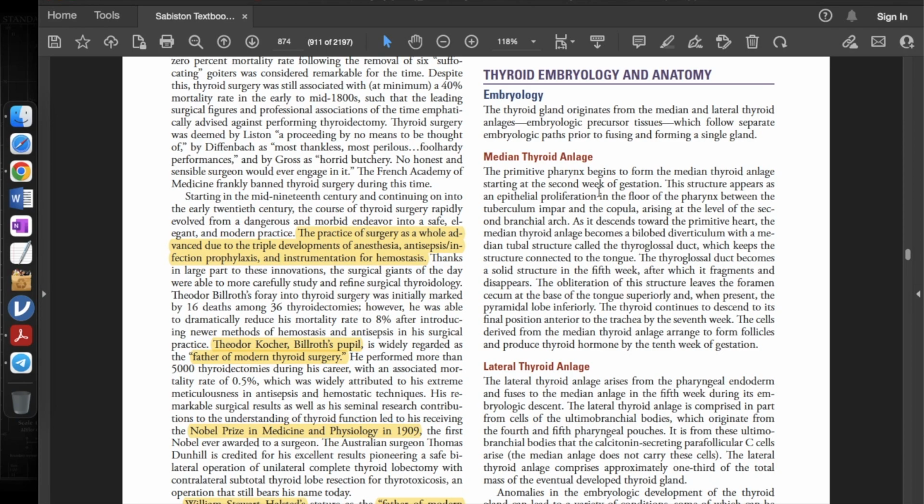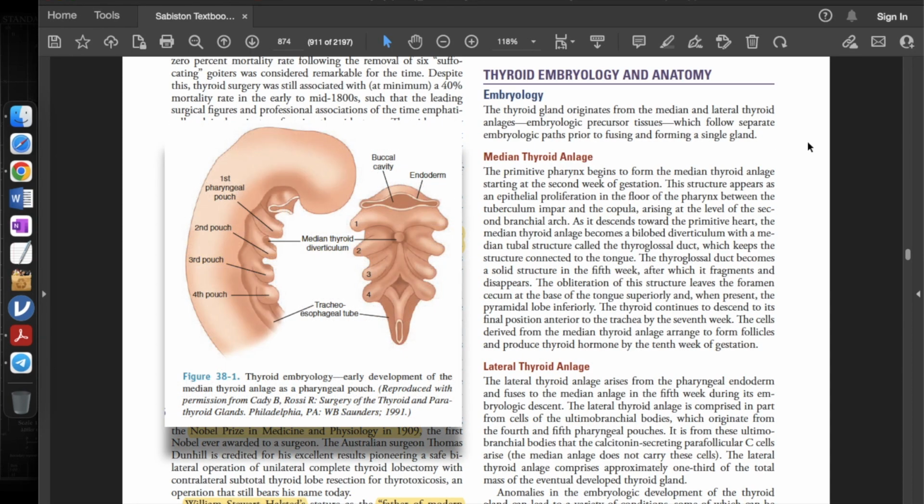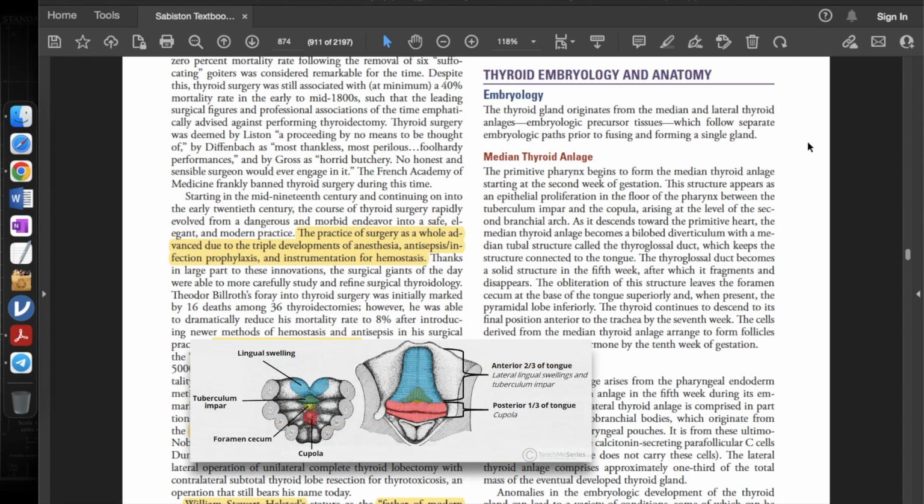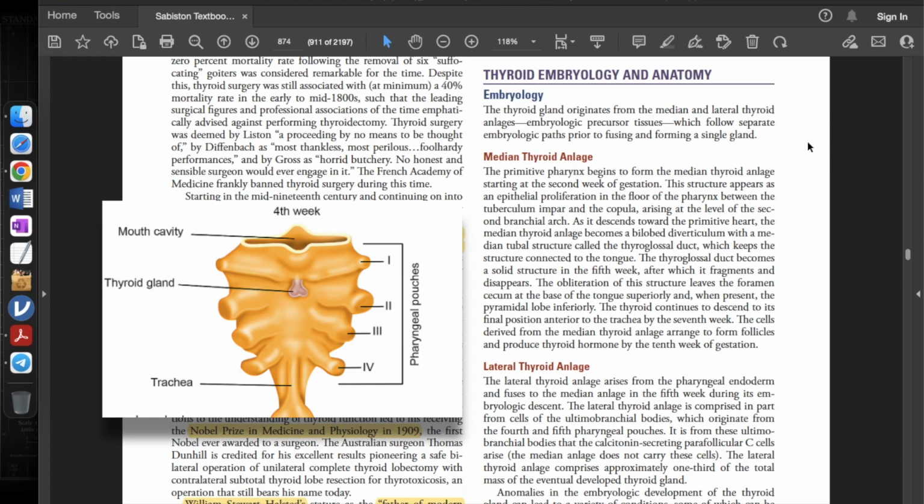Embryology. The thyroid gland originates from the median and lateral thyroid anlagen, the embryological precursor tissues, which follow separate embryological paths prior to fusing and forming a single gland. To speak about the median thyroid anlage, the primitive pharynx begins to form the median thyroid anlage starting at the second week of gestation. This structure appears as an epithelial proliferation in the floor of the pharynx between the tuberculum impar and the copula, arising at the level of the second branchial arch.